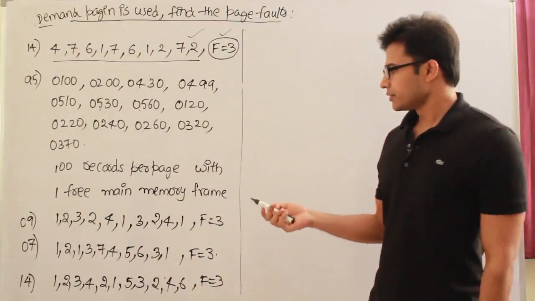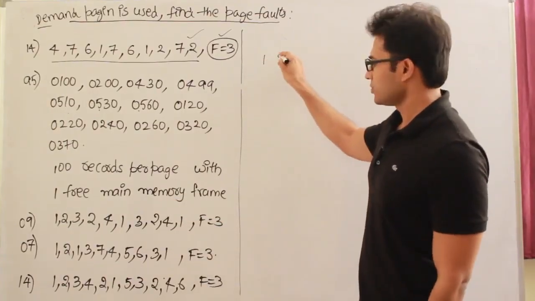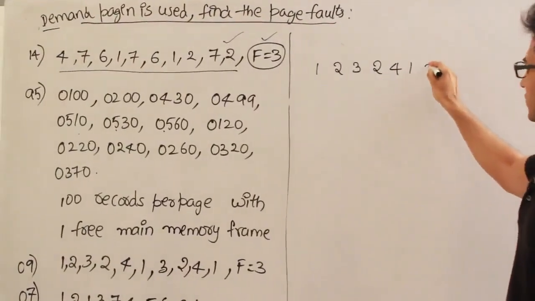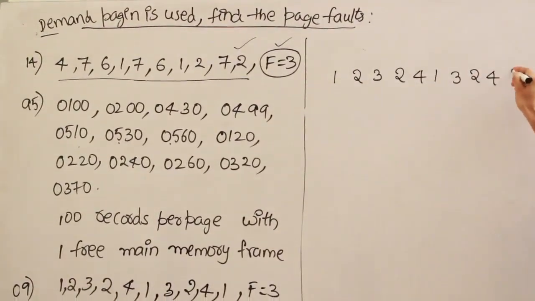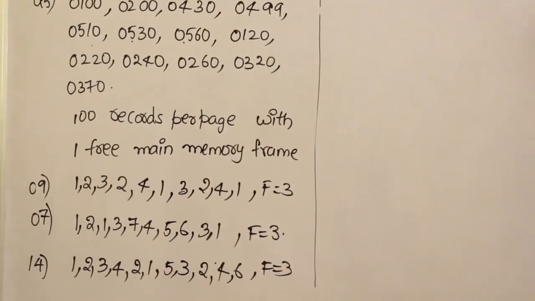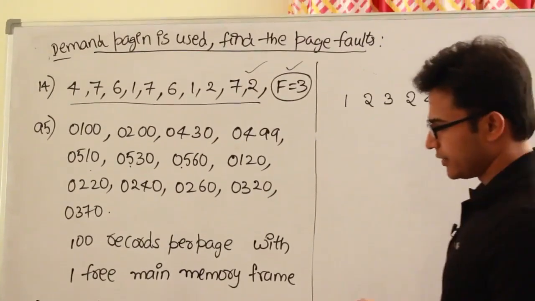Now let's solve this question given in GATE 2009. The reference string given is 1, 2, 3, 2, 4, 1, 3, 2, 4, 1, and the number of frames given is 3. Now we have to find out the page faults in all the three strategies.